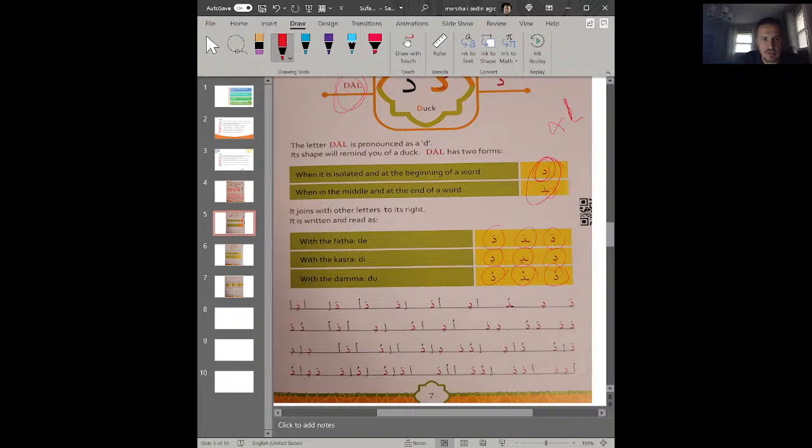Another thing you need to know is that whenever you find a red color down here, red color means that you are taking the new letter. The black one is old. Consider that we finished Alif yesterday and today we are taking Daal. So yesterday's letter is the black color, and the new one of today is the red color. Let's see what we have here in the book, same page 7.